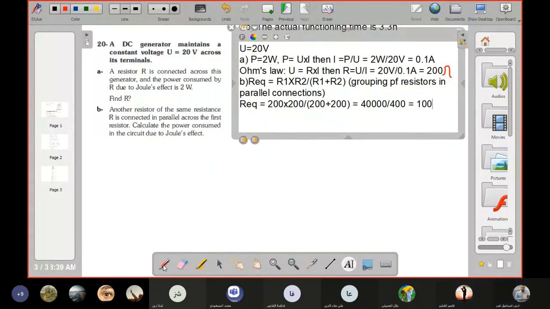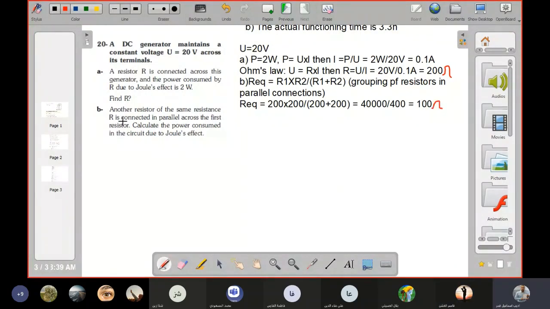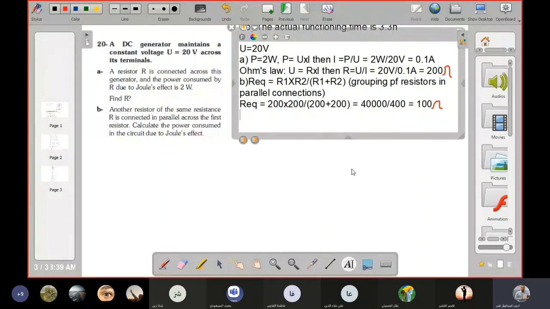This is R equivalent. Why did we find R equivalent? Because he is saying another resistor of the same resistance R is connected in parallel across the first resistor. Calculate the power consumed in it. Now we have the R equivalent. So what formula do we use to calculate the power in a resistor R? U times I, and instead of U we put R times I, which is equal to R I squared. This is how we calculate the power.